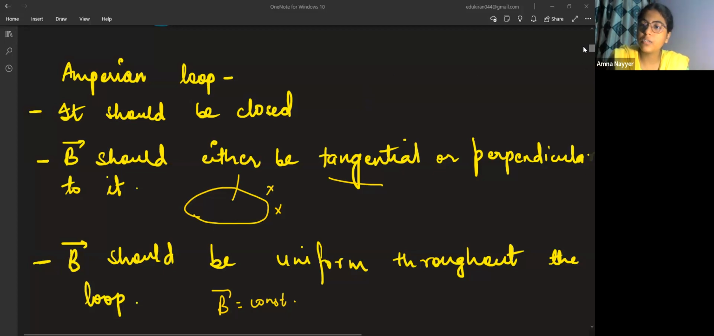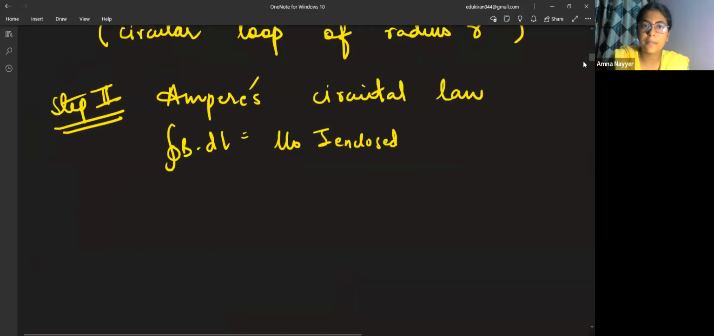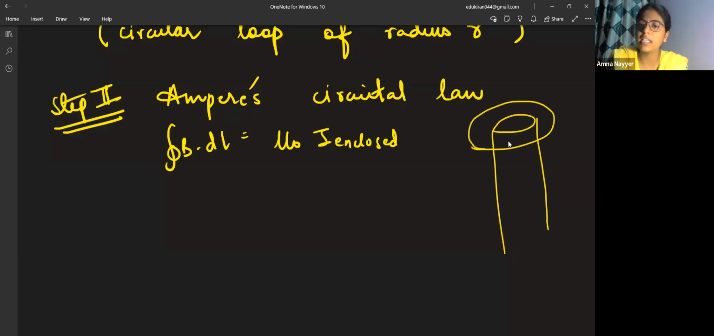Fine. Now coming to these steps. Ampere's circuital law: suppose this is a wire and through the wire we have chosen an Amperian loop of radius r. Now the integral of B dot dl is equal to mu naught I enclosed. This is the actual rule which has to be abided. Why? Because the statement of Ampere's circuital law is this only: the line integral of the magnetic field is mu naught I enclosed. So we'll be starting from here only.